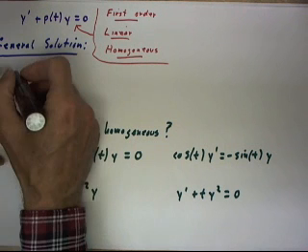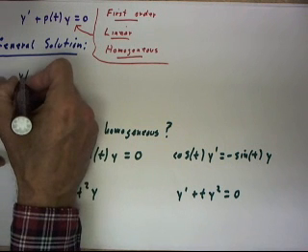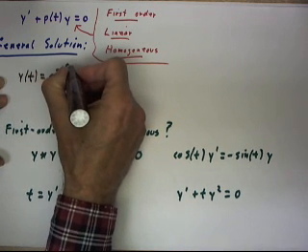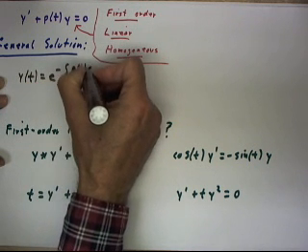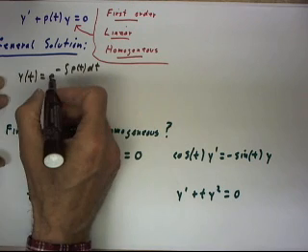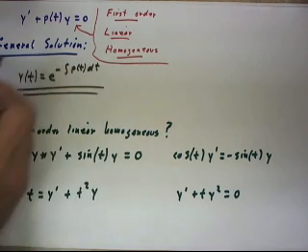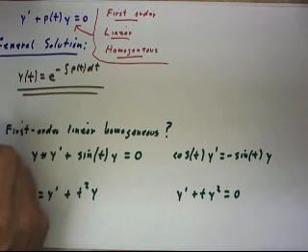this equation, and that is simply that y of t will equal e to the negative integral p of t dt. So that is our general solution to this equation.